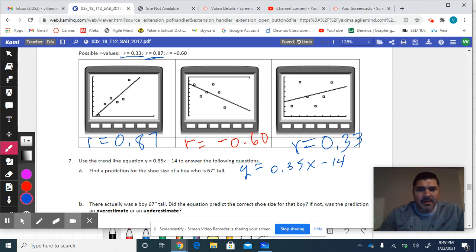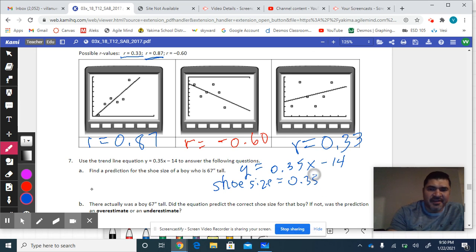Okay. So we know that y is the shoe size, and we know that x is the height, and we're trying to find the shoe size. So instead of y, I'm going to write shoe size equals 0.35, and instead of x, which is height, I'm going to write his height in, which is 67, minus 14.